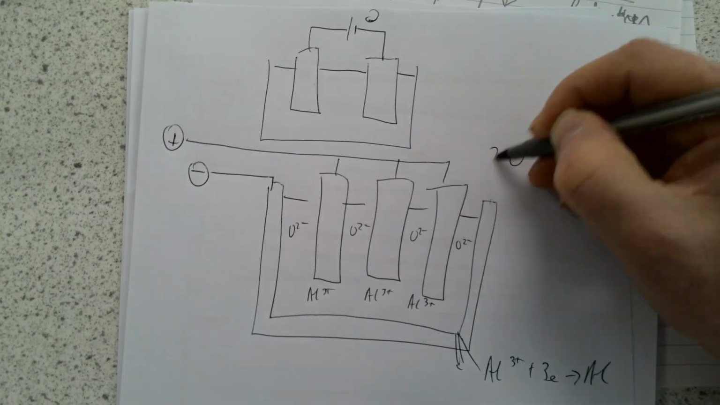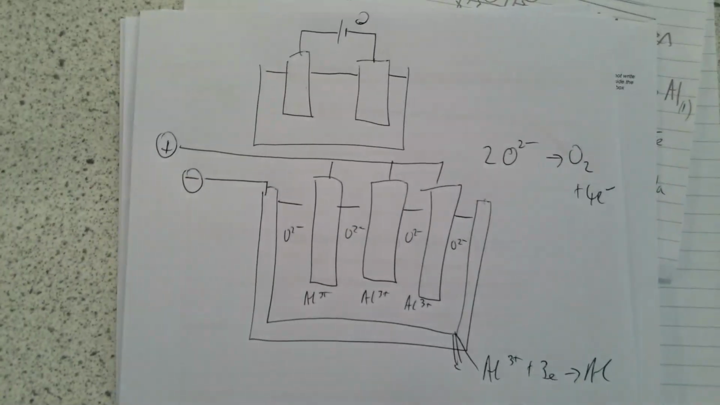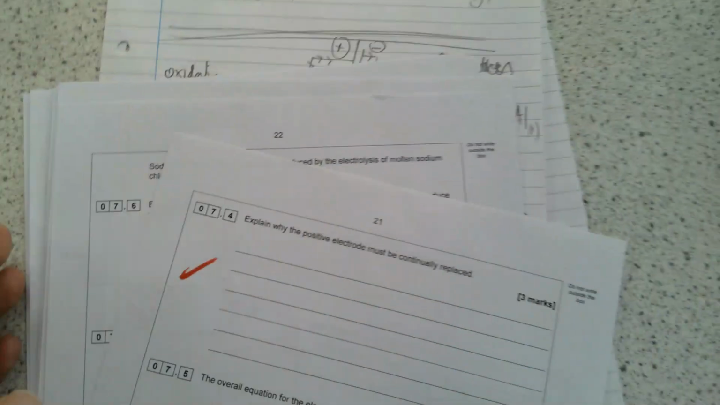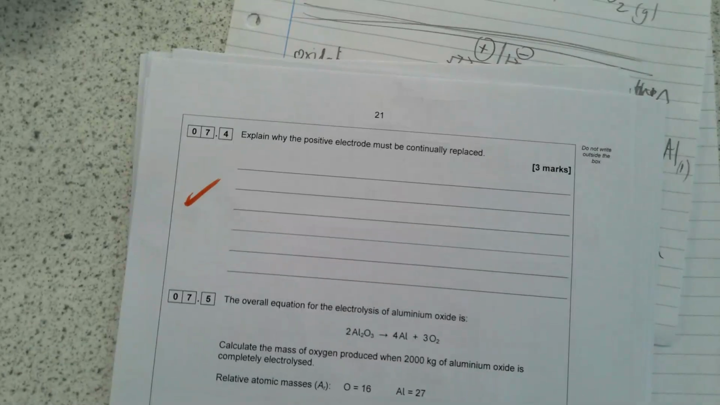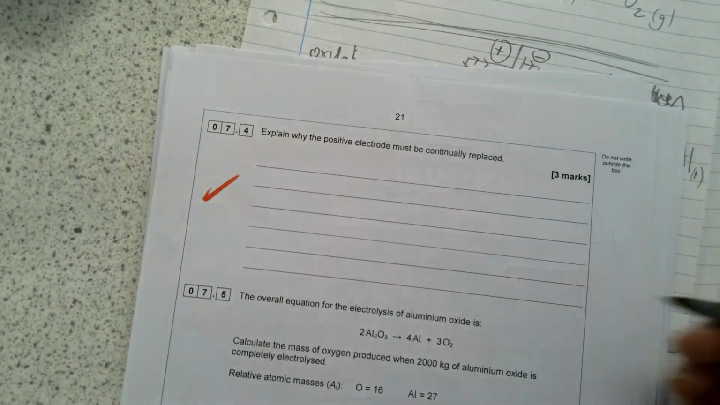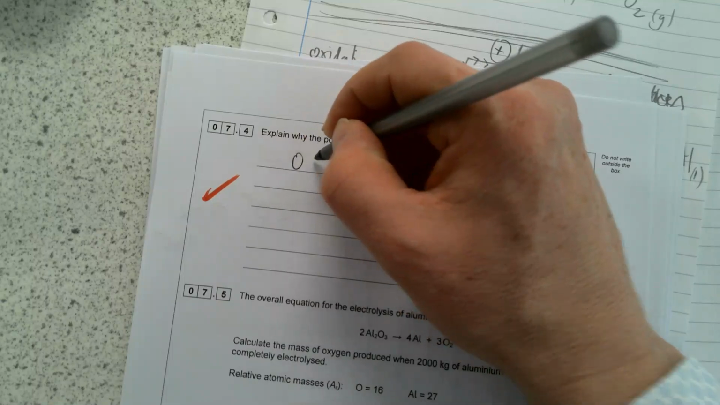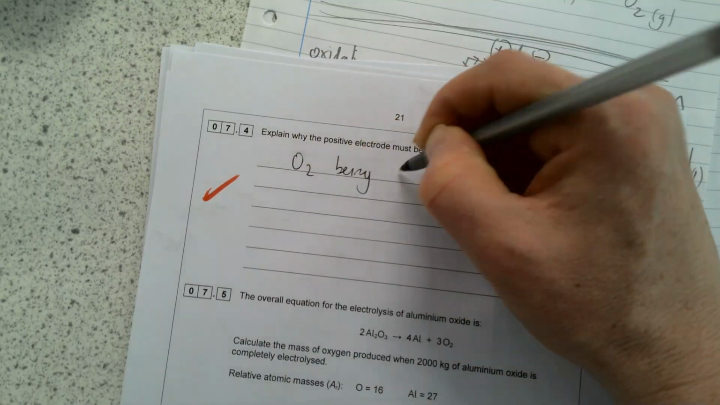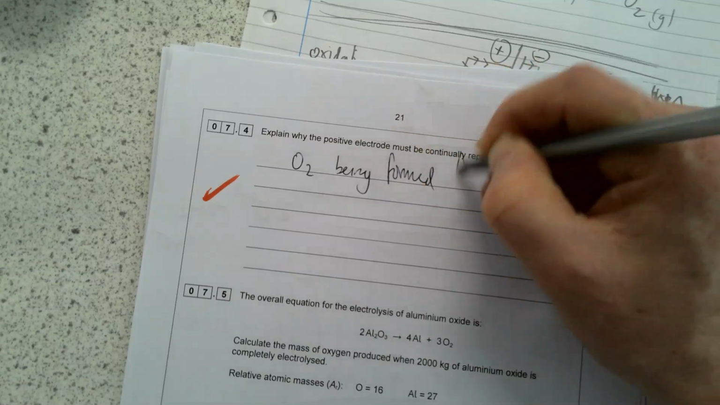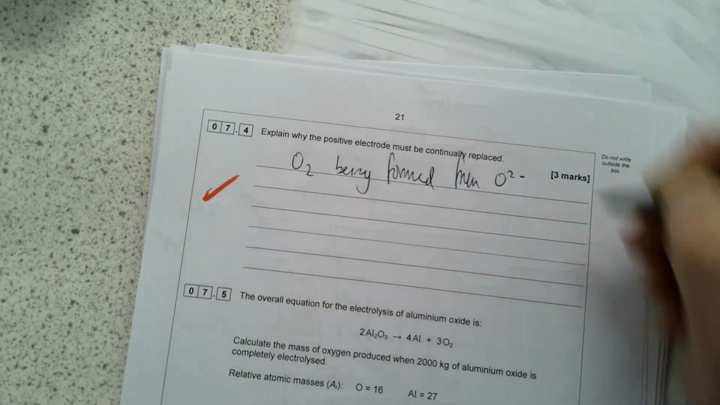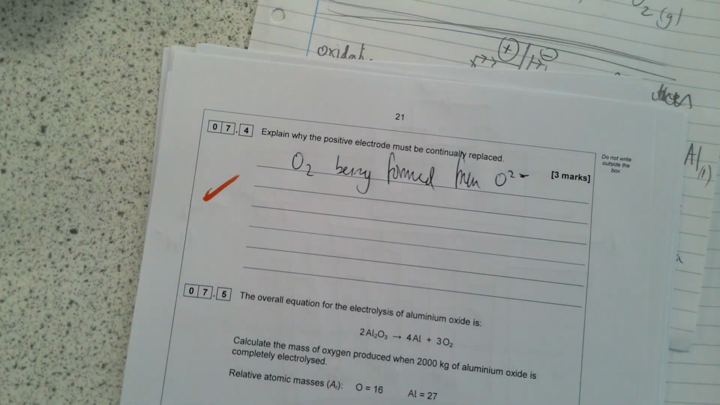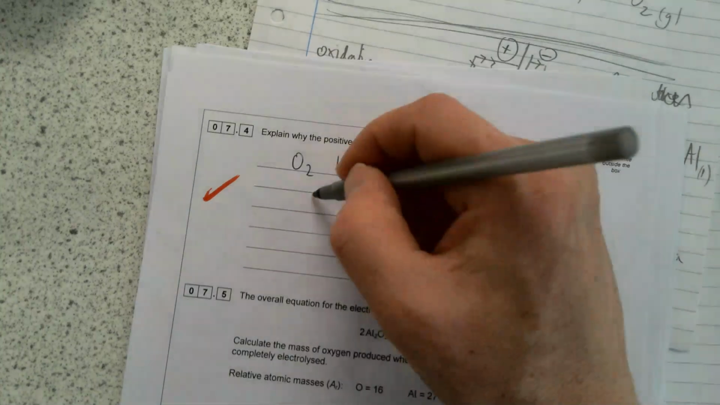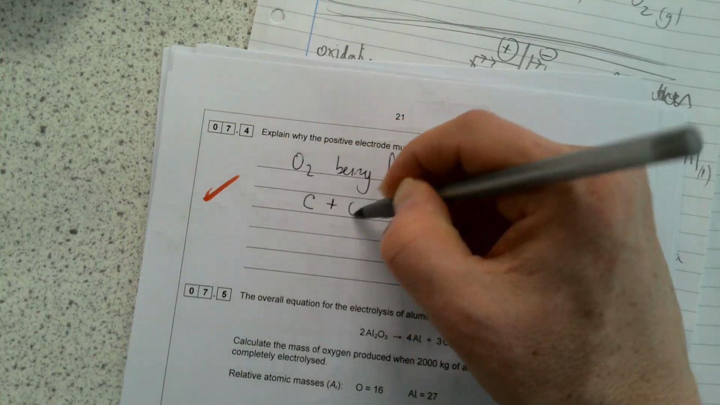Now, the little idea for this question that I just showed you is, why must the positive electrode be replaced? If you get something like that, think, well, at least I know what's happening at the positive electrode. So oxygen is being formed from O2 minus. If oxygen's being formed and you've got carbon electrodes, the carbon electrodes react with the oxygen.